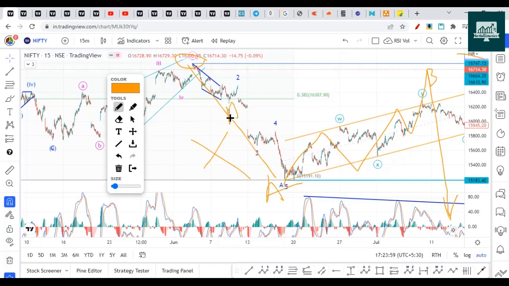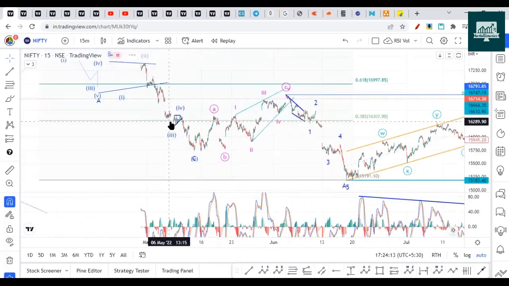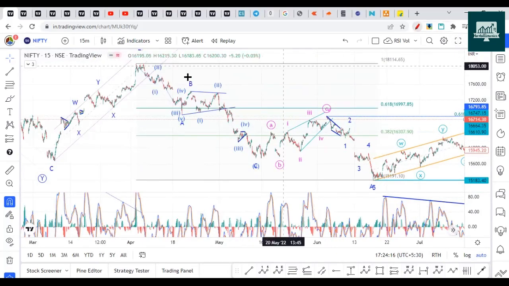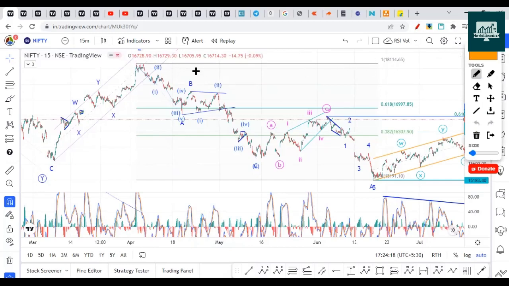So we have to consider this as wave A, leading diagonal, wave B. So this AB, and then wave C. So if you want to count C wave here, you do not have 5 waves internally like this in the C wave. So there is a problem with this wave count. In the previous drop from this level of 18,115, which we made after the HDFC and HDFC Bank merger news came, then we started the drop, right? So this count is not fitting any other proper count.